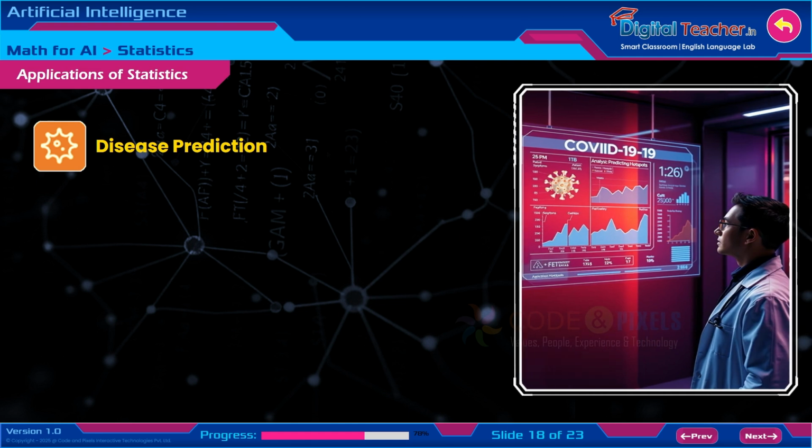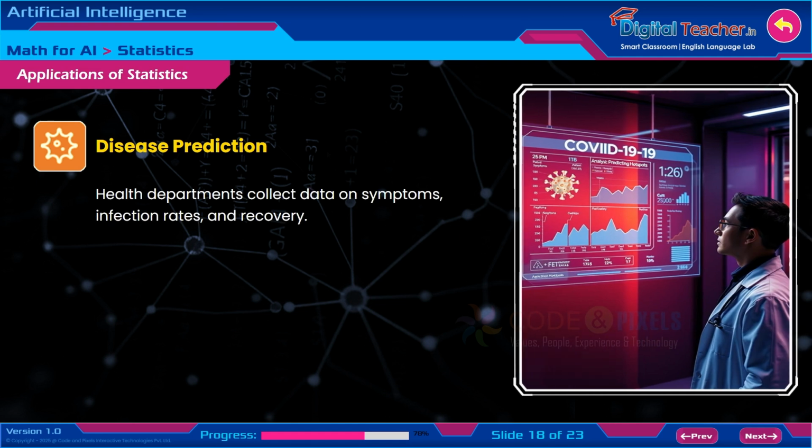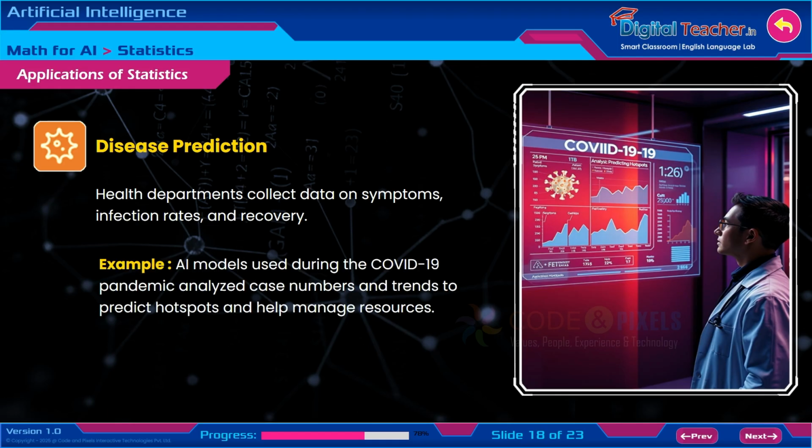Disease prediction. Health departments collect data on symptoms, infection rates, and recovery. For example, artificial intelligence models used during the COVID-19 pandemic analyzed case numbers and trends to predict hotspots and help manage resources.